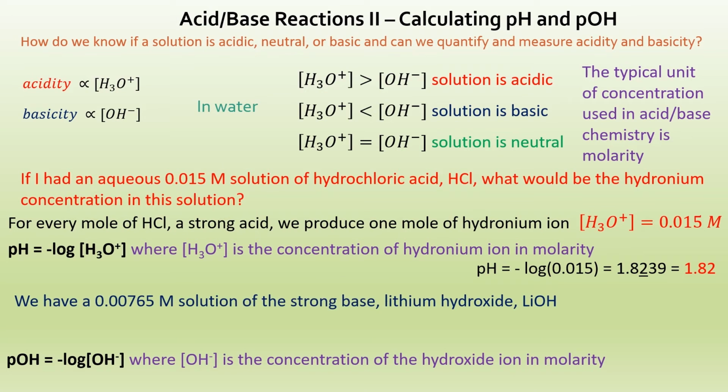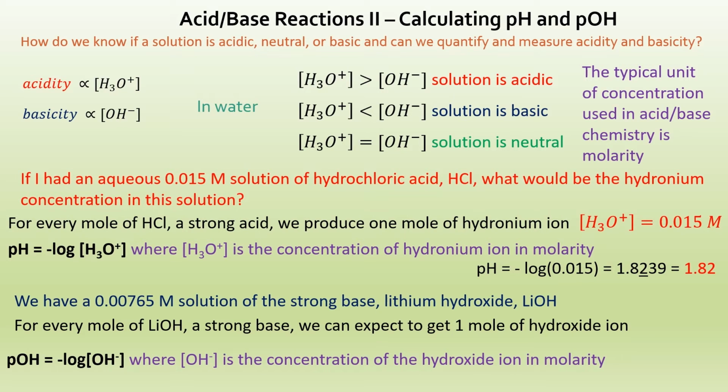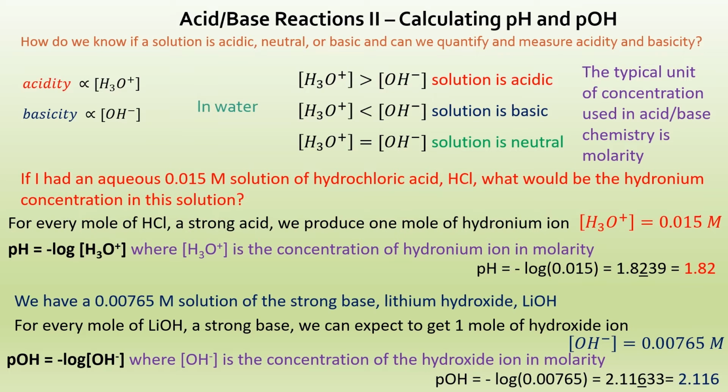So let's say we have a 0.00765 molar solution of the strong base lithium hydroxide, LiOH. We know that it totally dissociates, yielding an equal concentration of hydroxide ions, since for every mole of LiOH in water, we can expect to get 1 mole of hydroxide ion. Thus, the hydroxide concentration will also be 0.00765 molar. Now the pOH will be equal to the minus log of 0.00765, or 2.116338, or after rounding off to the correct sig figs, a pOH equal to 2.116.